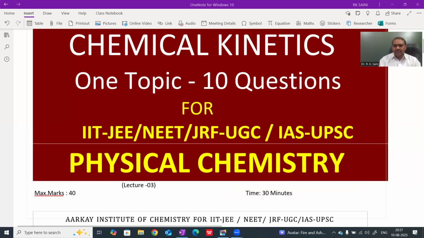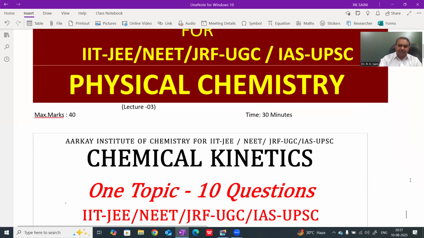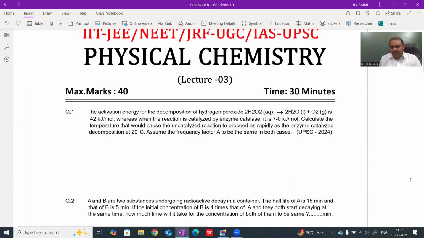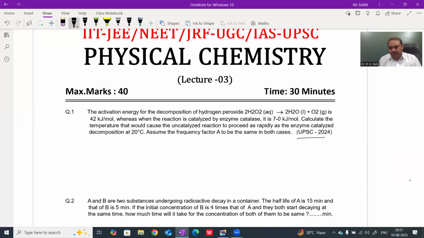Okay, question number first. This question was asked in UPSC last year. UPSC 2024. The activation energy of the decomposition of H2O2 giving H2O plus O2 gas is 42 kilojoule per mole, whereas when the reaction is catalyzed by enzyme, it is 7 kilojoule per mole. Calculate the temperature that would cause the uncatalyzed reaction to proceed as rapidly as the enzyme catalyzed one.